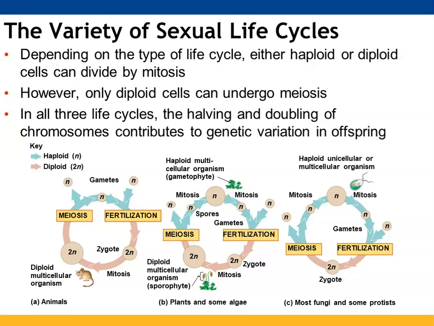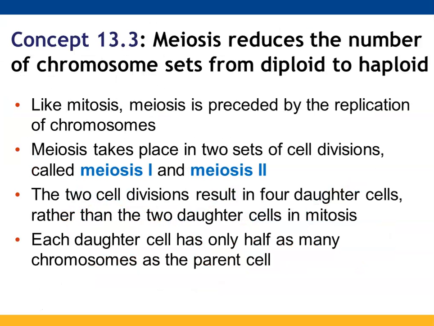So depending on your life cycle type, you can have haploid and diploid cells divide via mitosis, but only the diploid cells are capable of undergoing meiosis, because that's when your chromosome number is being reduced. Regardless of which life cycle you're working with, you're going to have chromosomes halved, you're going to have chromosomes doubled, and that's going to help to increase the amount of genetic variation present in your offspring.